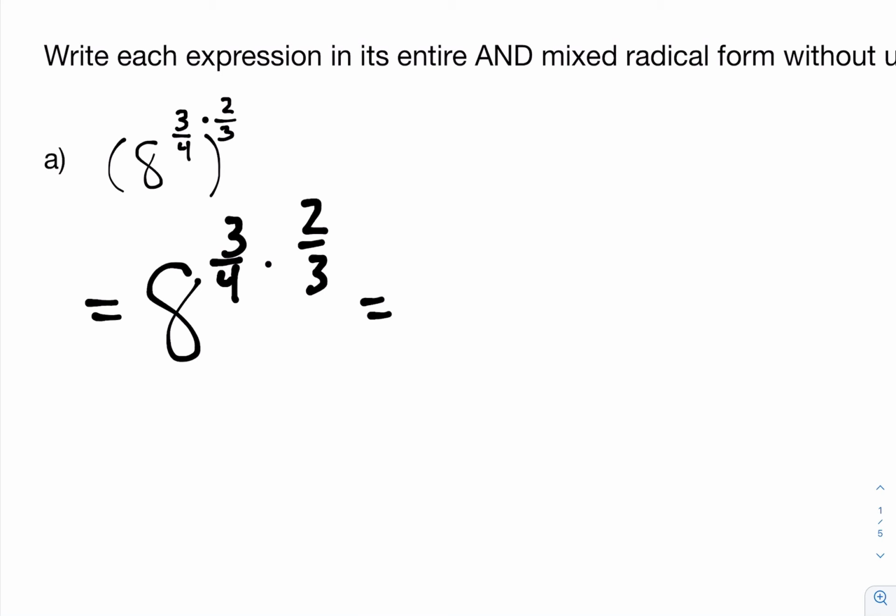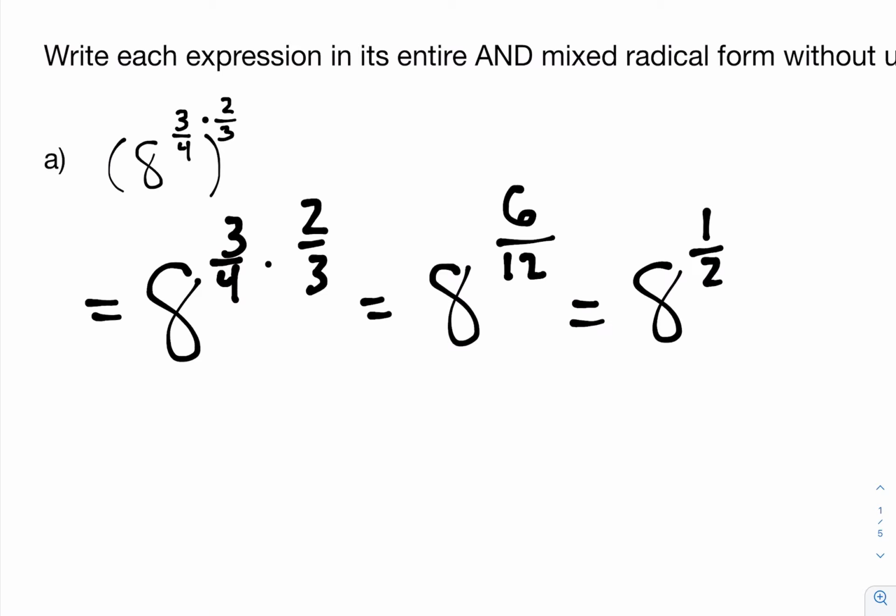Okay, so 3 times 2, these two right here, that's going to give us 6, so 8 to the power of 6, divided by 4 times 3, which is 12. 6 over 12 is just a half, so 8 to the power of a half.